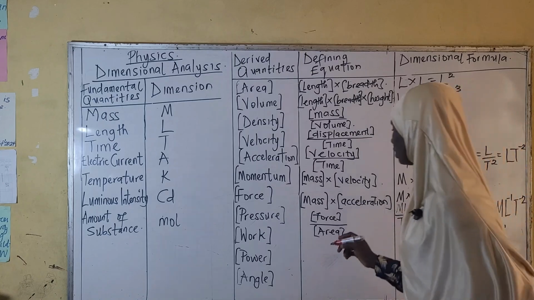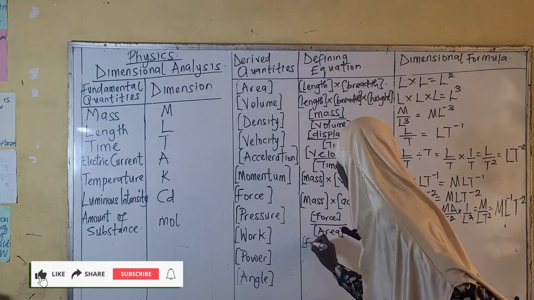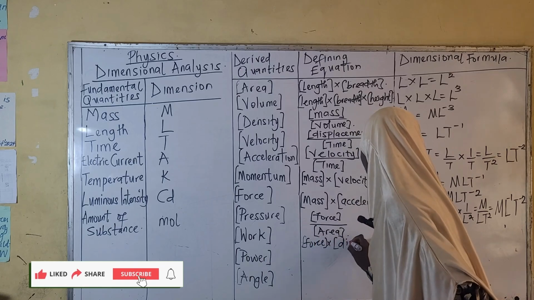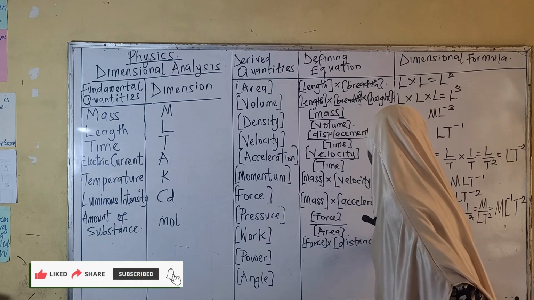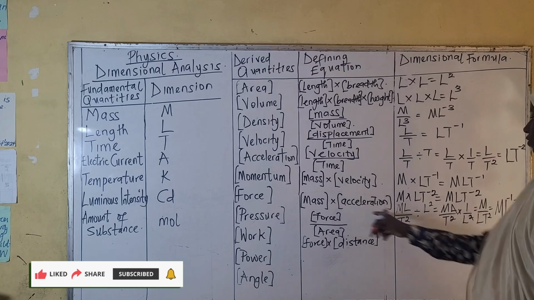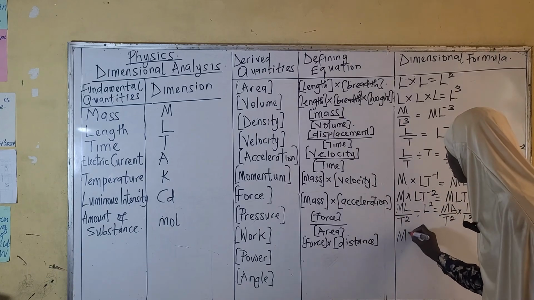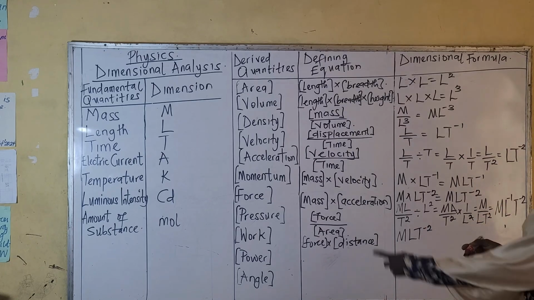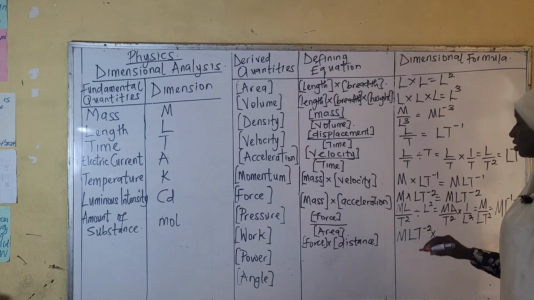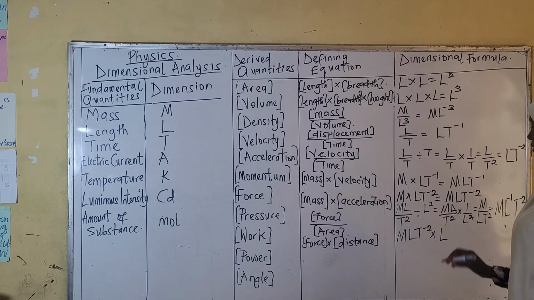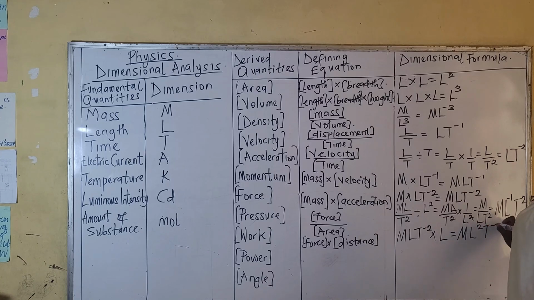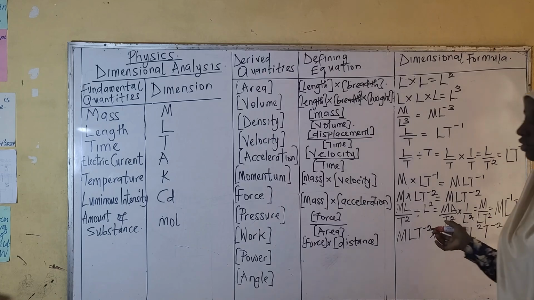So the next one is work. I know that work is the dimension of force times the dimension of distance. So from here, I know that force is MLT minus 2, that is my force, times distance, which we know as L. So L times L, I'm going to get ML squared T minus 2. So that is for work.